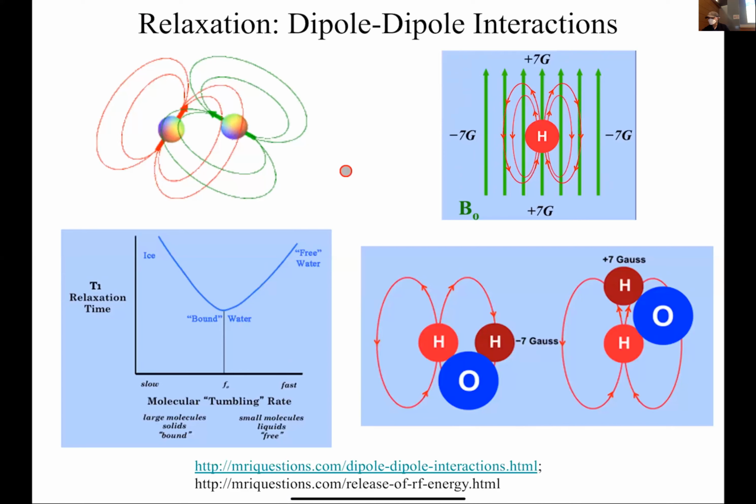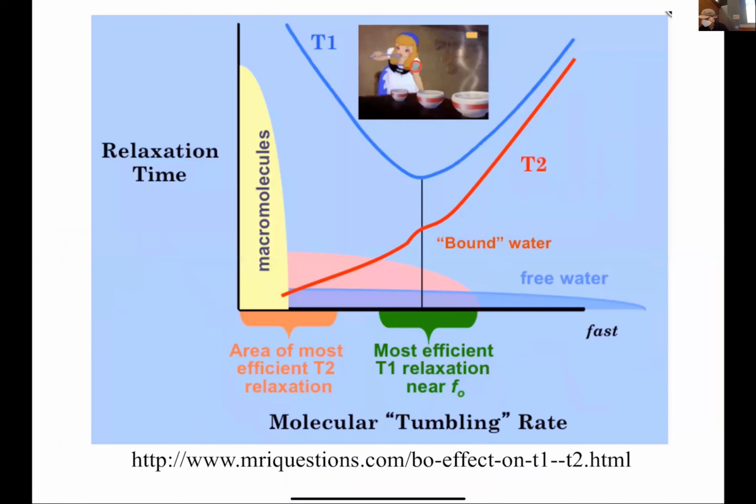This figure is just showing that, for example, if I have a proton like this, it's going to have some field around it. So as it rotates around, it can create a time varying magnetic field. So here's Goldilocks again, tasting the 3 different bowls of oatmeal, and obviously she wants the one that's just right. And so this is the T1. We have most efficient relaxation when that tumbling rate is close to the Larmor frequency.